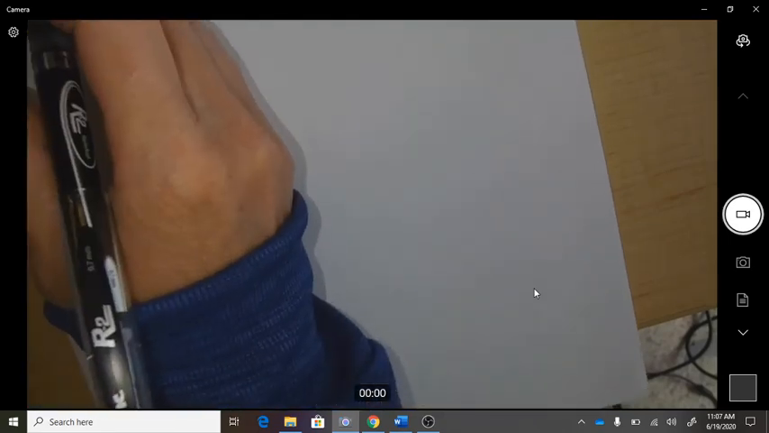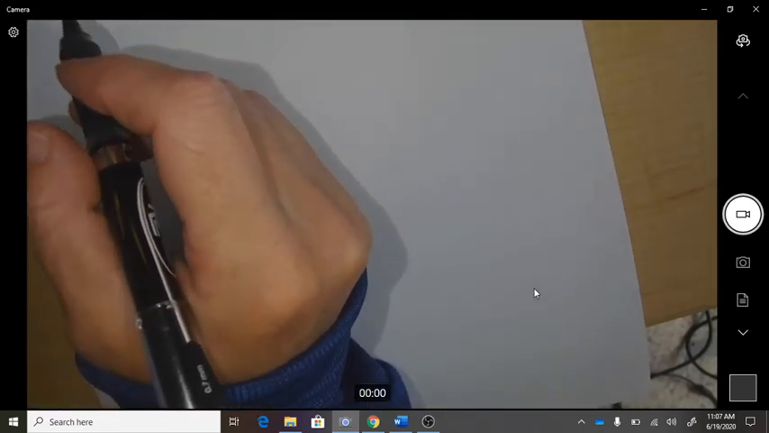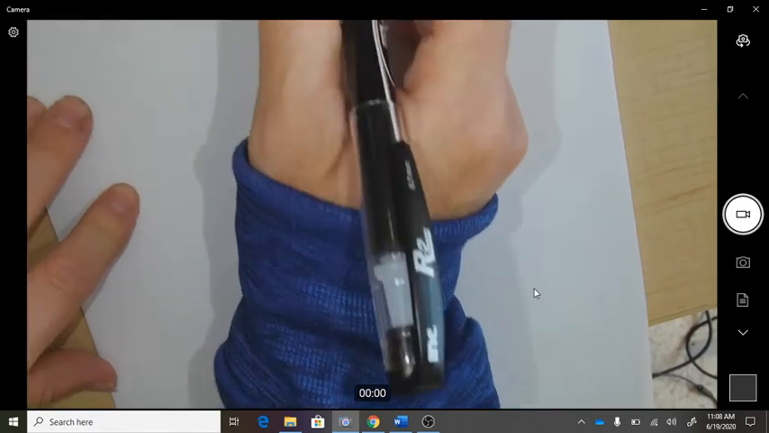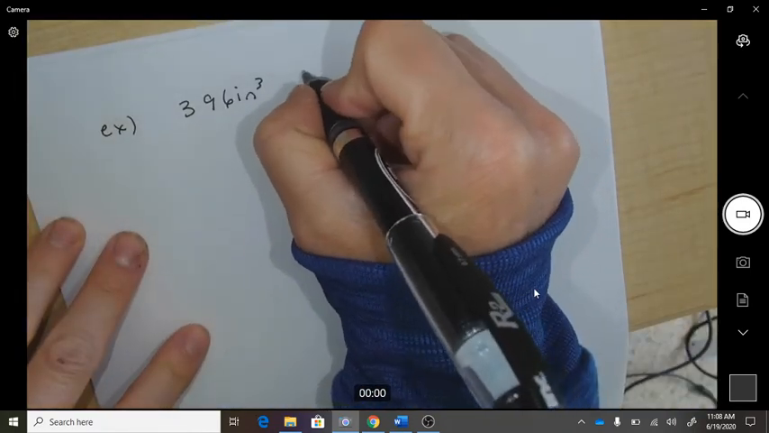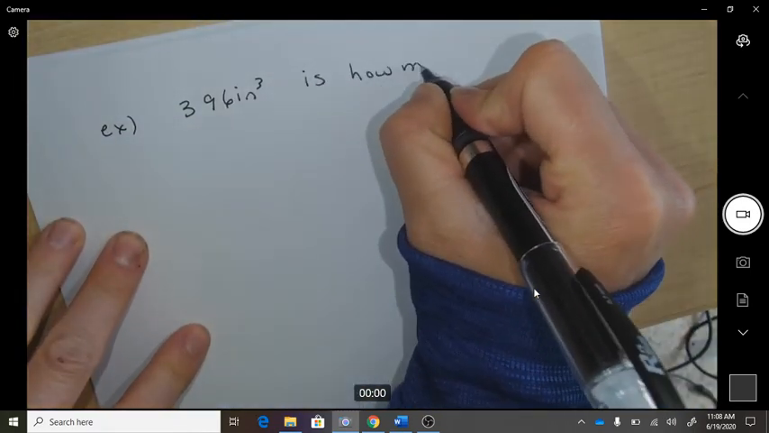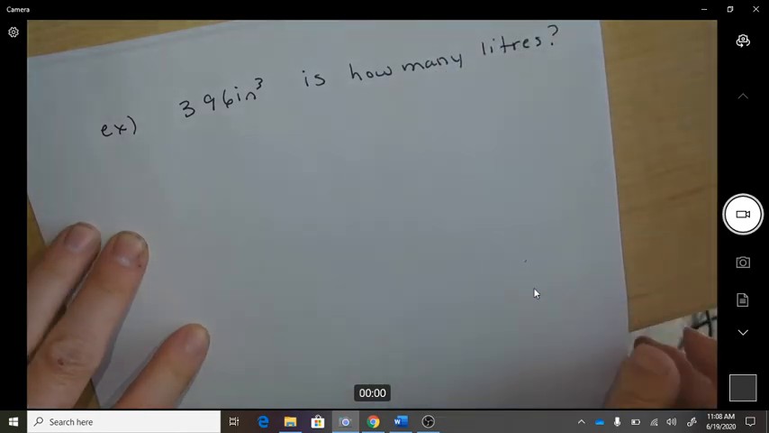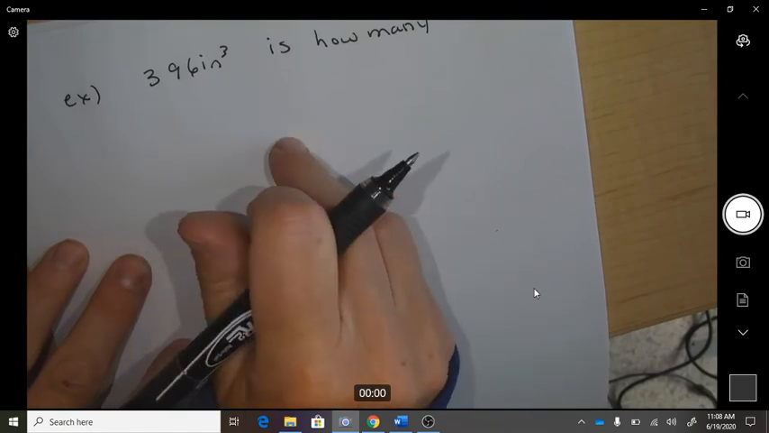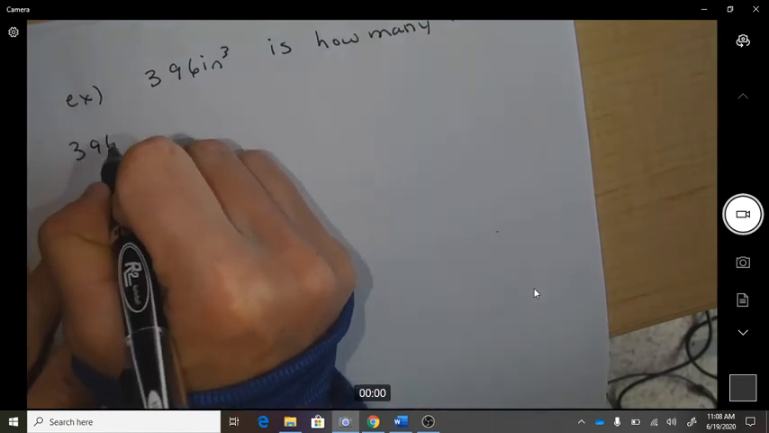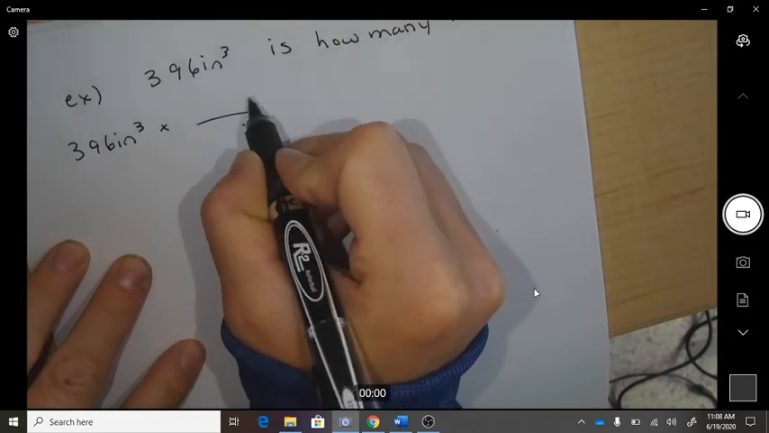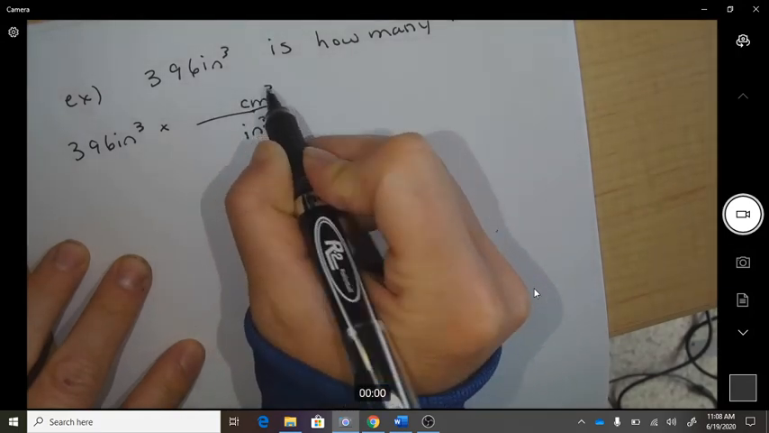Okay, I'm just going to talk about liters. So 396 inches cubed is how many liters? Okay, so we're going to convert this into centimeters cubed. So get rid of cubic inches and go into centimeters cubed.